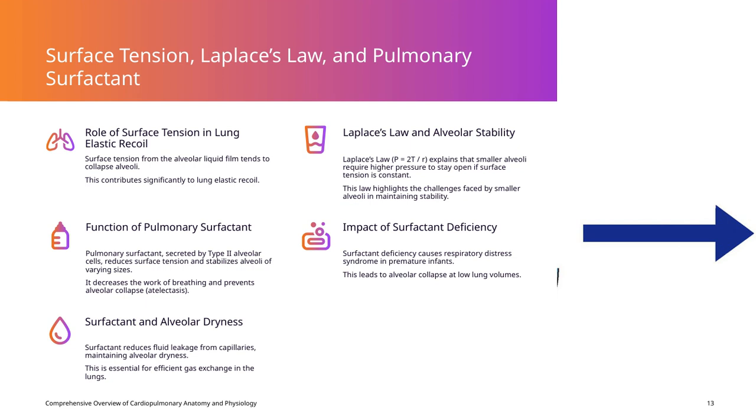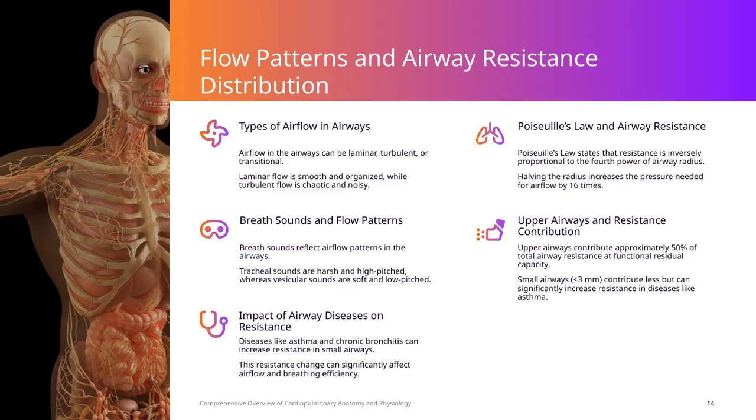Finally, surface tension from the liquid lining the alveoli naturally tends to cause them to collapse. This elastic recoil is a key part of how our lungs return to their resting shape after inhalation. Surfactant helps counteract this tendency by lowering surface tension, making it easier for the lungs to expand and contract efficiently during each breath. Let's take a closer look at flow patterns and airway resistance distribution.